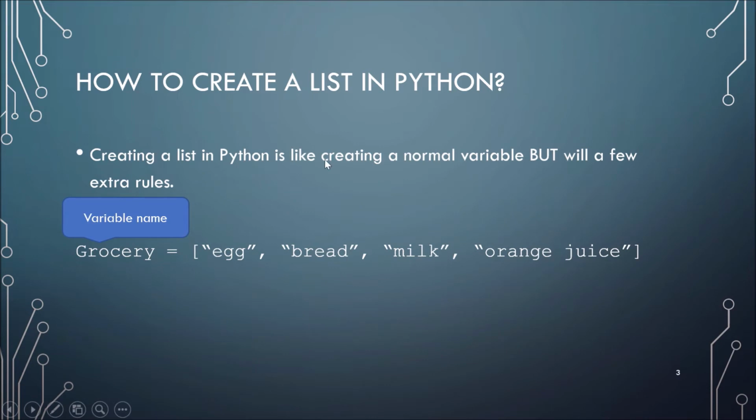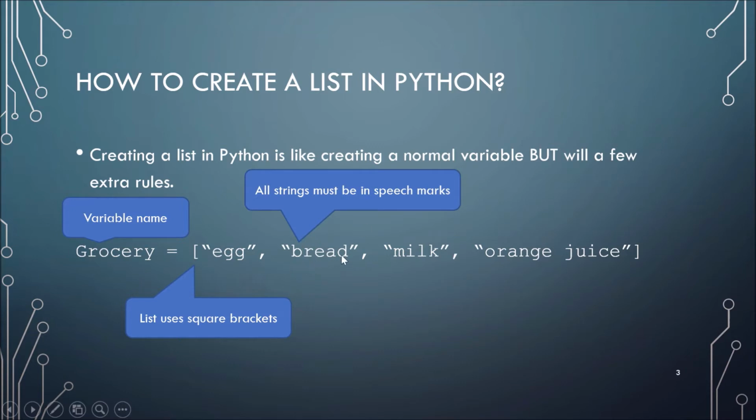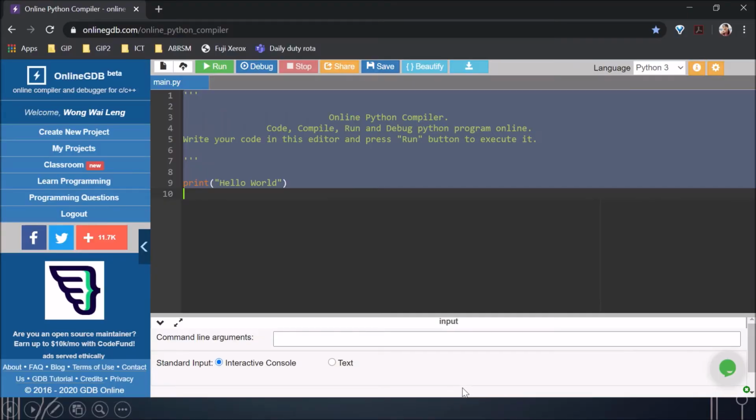So how do you create a list in Python? First, you need a variable name. In this example, I've got grocery, then I use the equal sign. Make sure you have a square bracket at the beginning and at the end. Each string or word must come with a speech mark, and each item is separated by a comma. Let's give this a try.